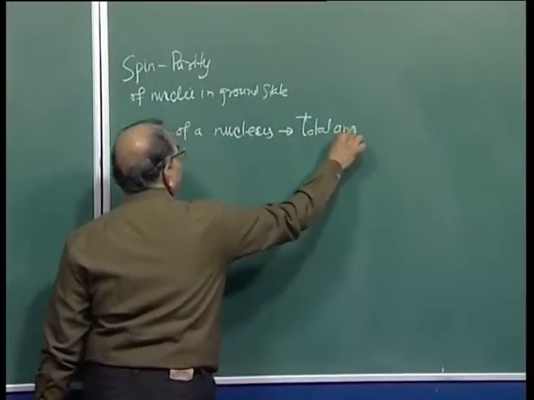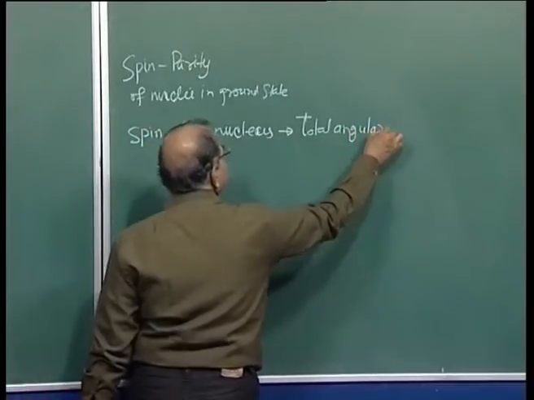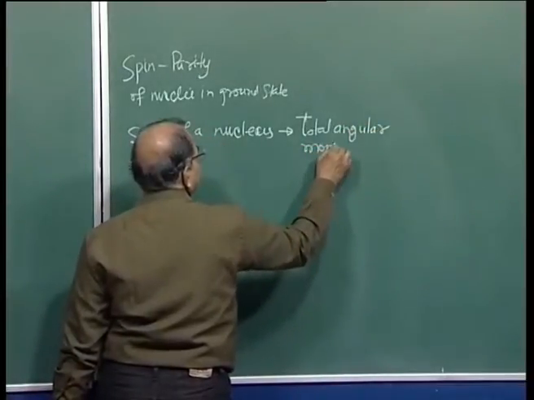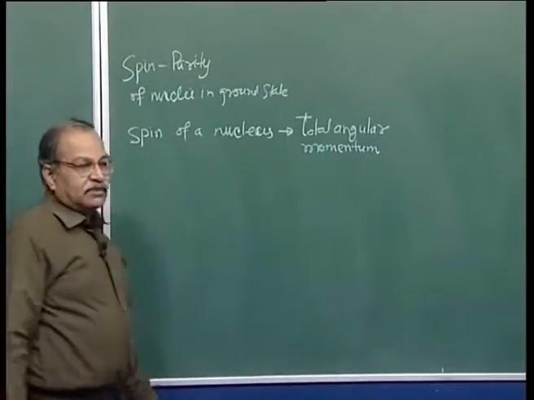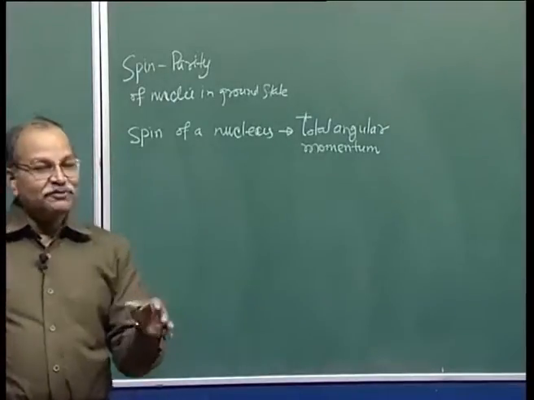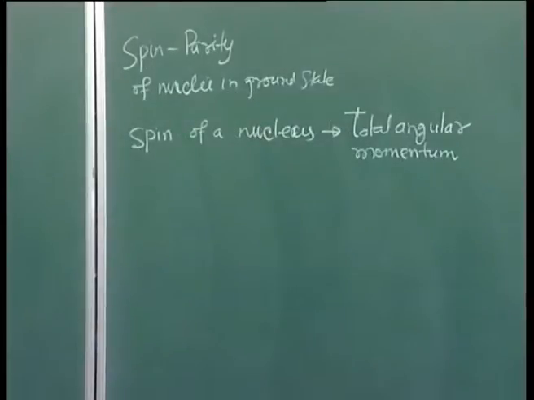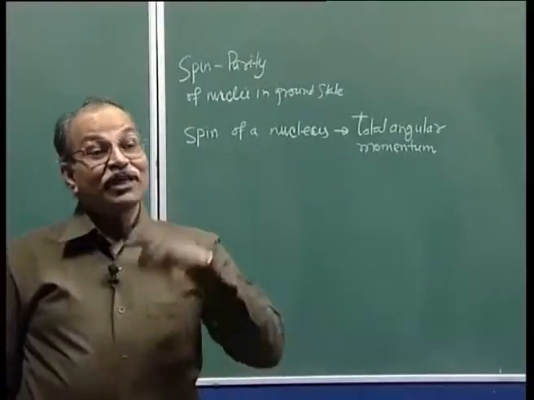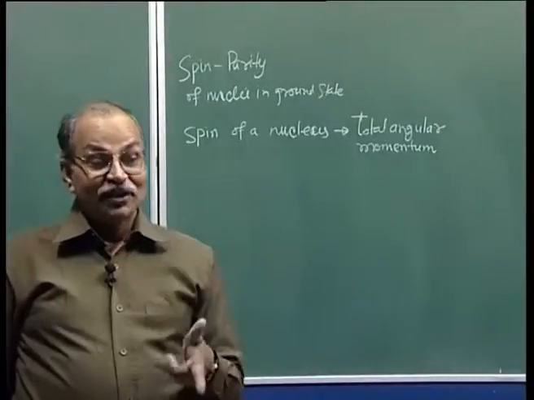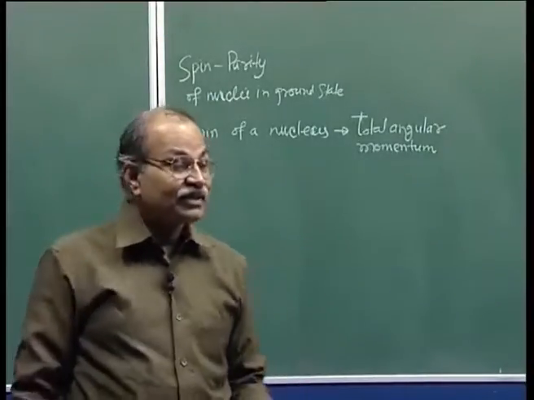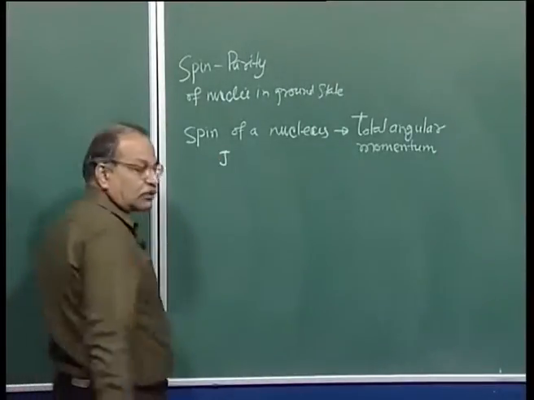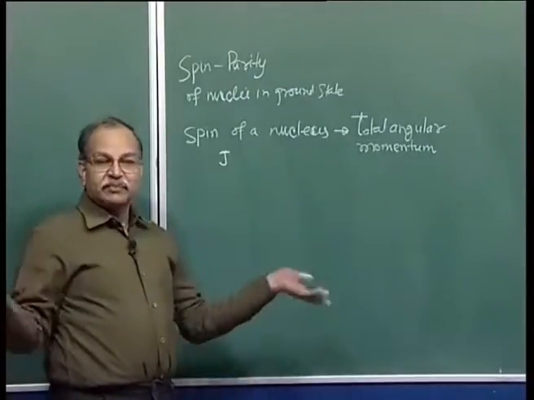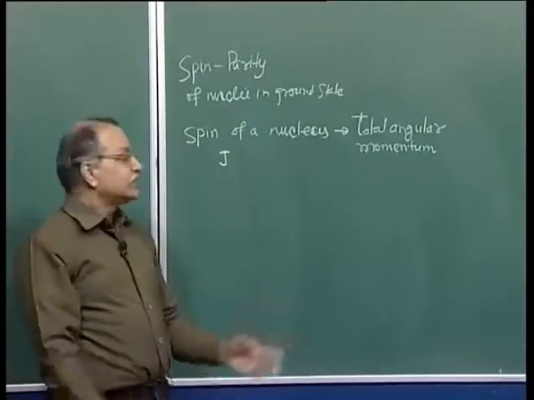Remember, this is a terminology used in nuclear physics, not in atomic physics. In atomic physics, by spin we understand spin angular momentum, but in nuclear physics, if I say spin of this nucleus, it is the total angular momentum, not the spin angular momentum. So, that is the terminology used. When I say spin, it is J, total J, all orbital and spin combined for the whole nucleus. This is the final J.